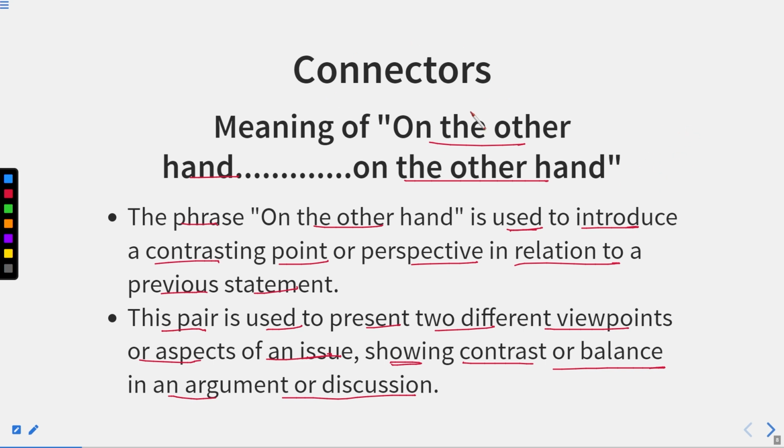So this connector is very helpful while we are arguing over something, or while we are discussing something. For example, if we are debating on something, we can show the two viewpoints of the same thing.